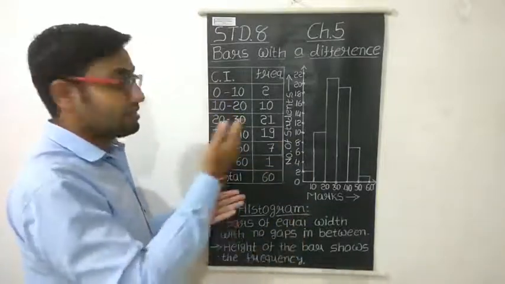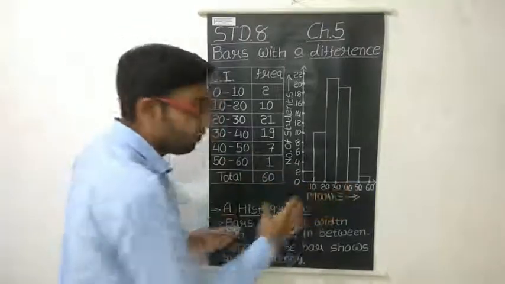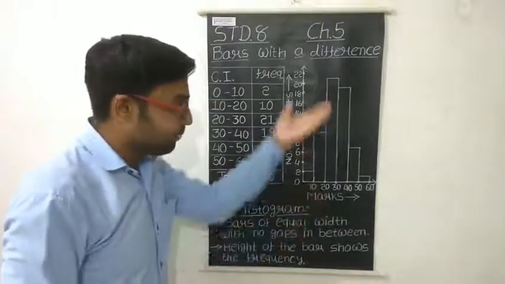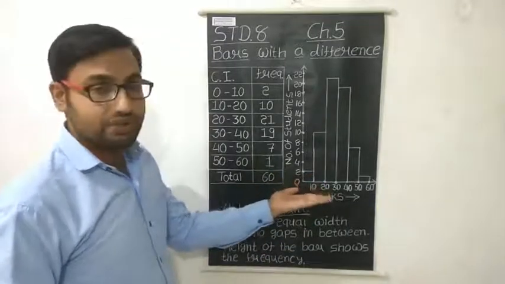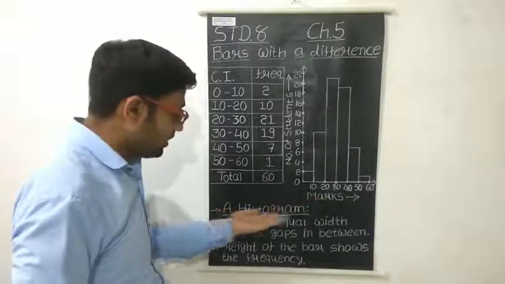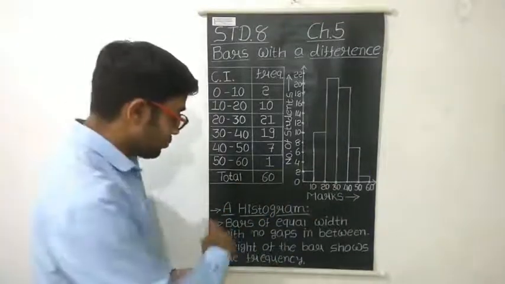The second class starts from 10. That is why there is no gap, and that is why this graph looks like this. There is no gap between the bars. So this type of graphical representation is called the histogram.